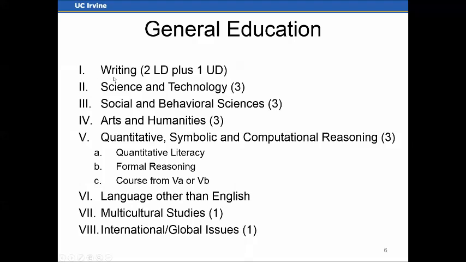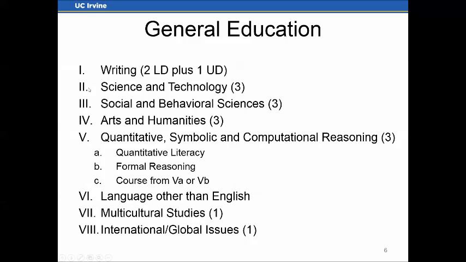So for example, the writing, you need 2 lower divisions plus 1 upper division. This upper division you don't need to worry about until you're in your junior, senior year. The 2 lower division writing courses are what we want you to complete before you reach 90 units. So that's important for you to remember. All of them, unfortunately, at this point are full, so do not worry. You can always enroll in one in the winter quarter. So please do not stress over the fact that they're full. That is expected at this point.